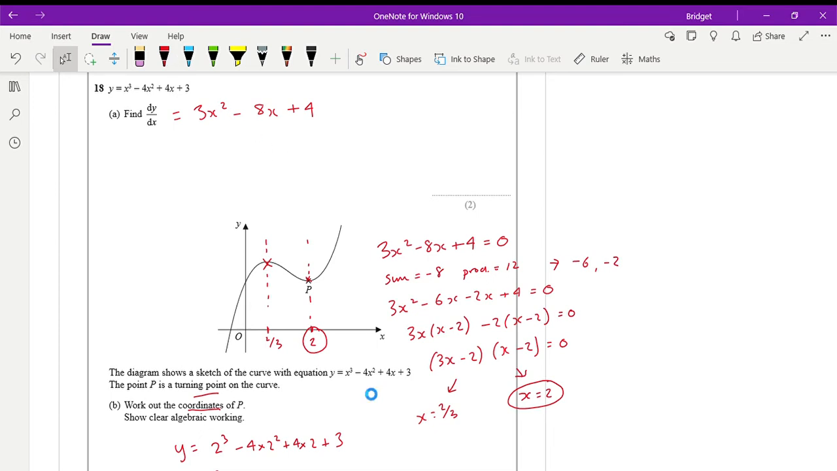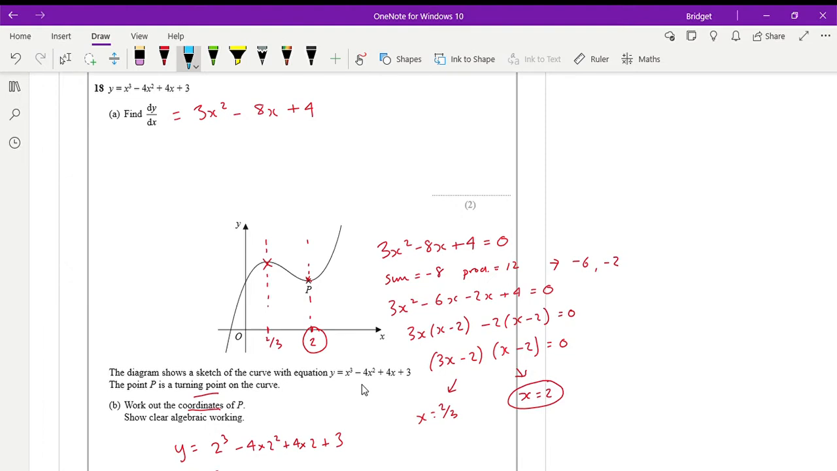So for this question, part A, you differentiate, okay? So the 3x squared minus 8x plus 4 comes from differentiating this. Now remember, to differentiate, you take the power, so the 3, you bring it in front, and then reduce the power by 1. So x cubed becomes 3x squared.